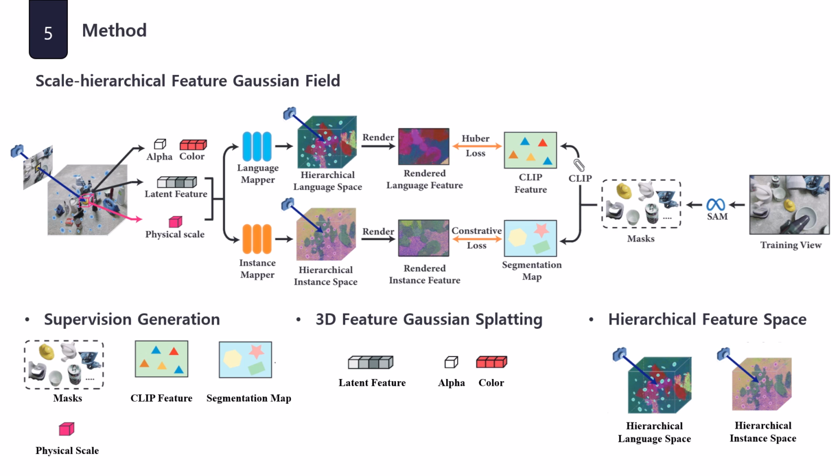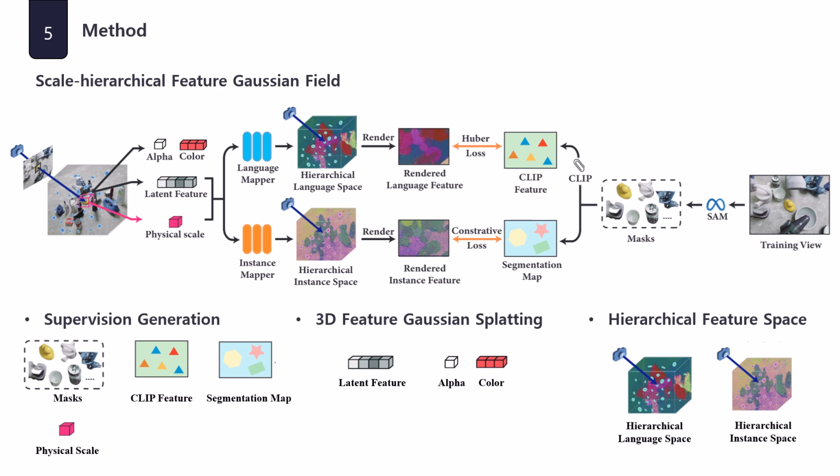Next, let's discuss the scale hierarchical feature Gaussian field stage. The primary goal here is to learn and embed both language features and instance features into each individual Gaussian. This enriches the 3D Gaussians beyond just their basic properties like alpha, color, and initial latent features. To achieve this, the method incorporates a few key components as illustrated in the diagram.